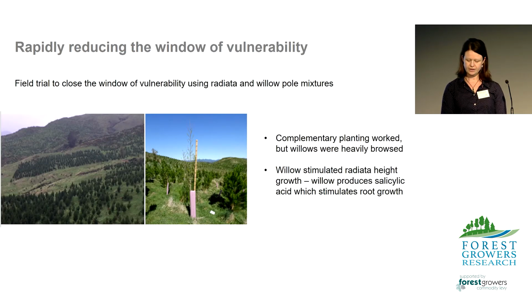Using the knowledge that some species have a higher slope root reinforcement potential, we trialled an option to reduce the window of vulnerability by interplanting a fast-growing tree species such as willow with radiata pine. We wanted to know if there was any impact on the growth and health of the radiata pine by intermixing these two tree species. This field trial was planted in 2015 in the Waikura Valley in the East Coast.